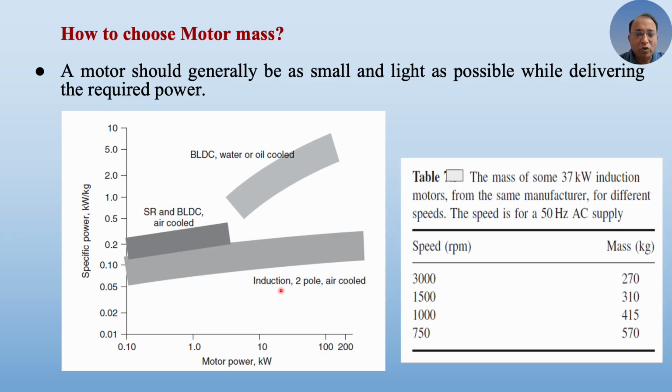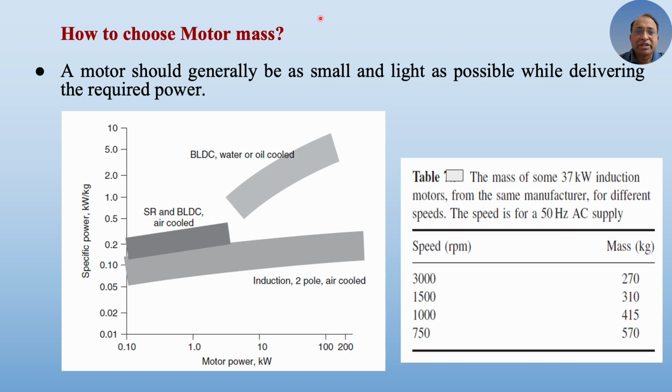First one is an induction motor, which is actually a two-pole and air-cooled type of induction motor. Then the second combination is a switch reluctance motor and a BLDC motor, again air-cooled. So both these are air-cooled combinations, and the third one is a BLDC motor, which is water or oil-cooled. So please observe here the comparison.